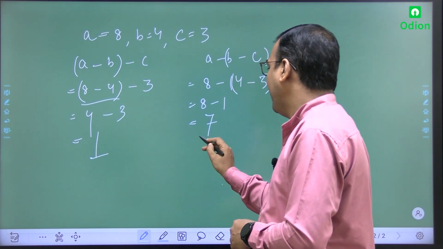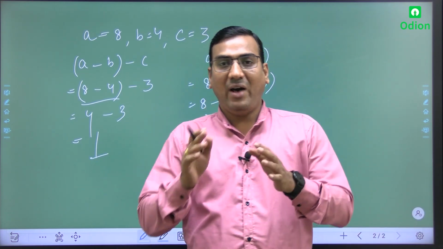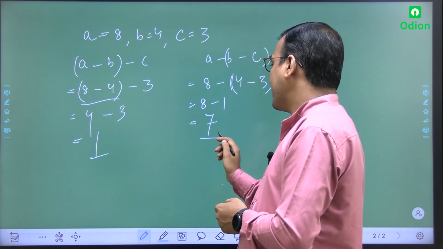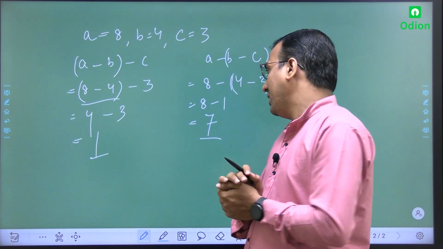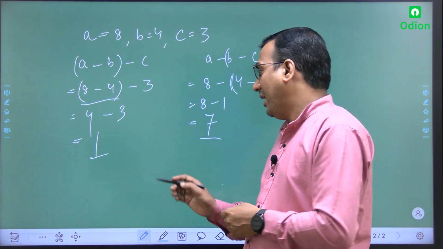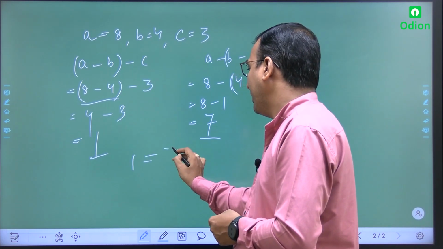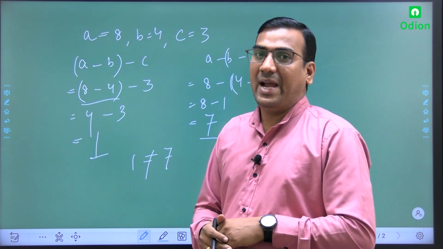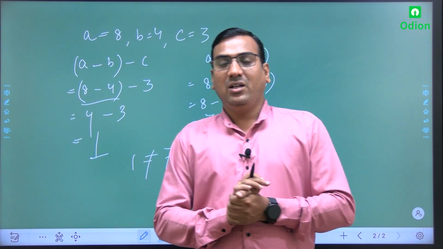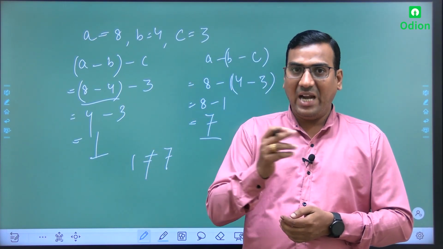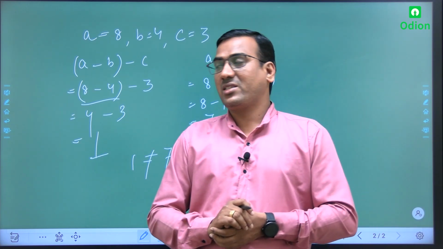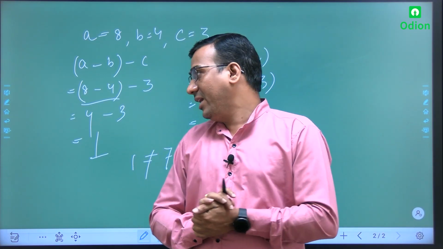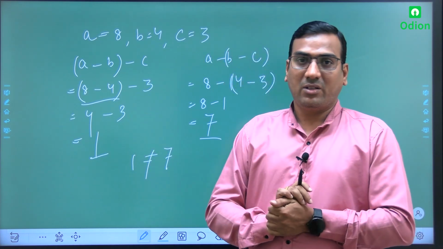This value and this value are not equal. The first answer is 1, the positive integer value 1, and the second answer, the positive integer value, is 7. And this 1 and 7 are not equal to each other. It means it is concluded that subtraction doesn't follow the third property of addition and subtraction, the associative property. Is it clear, students? I think it is all clear.